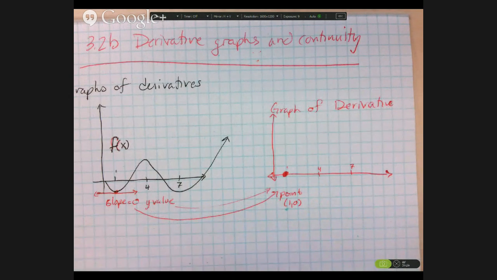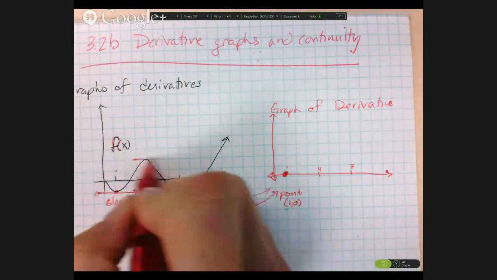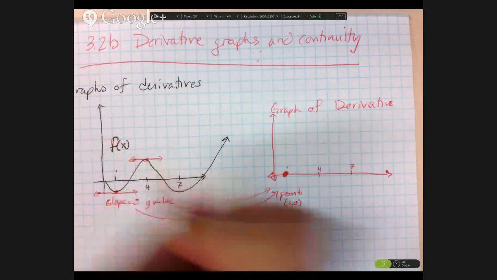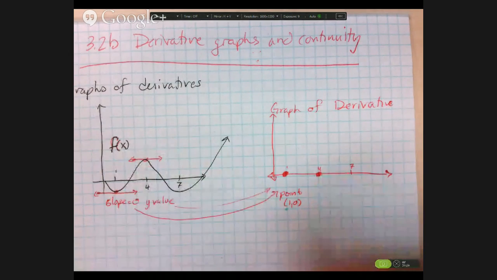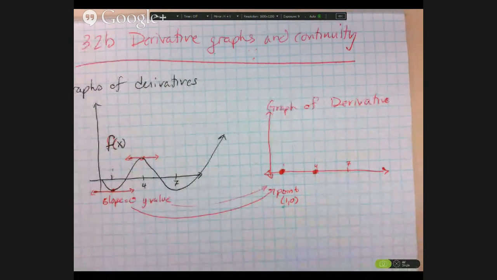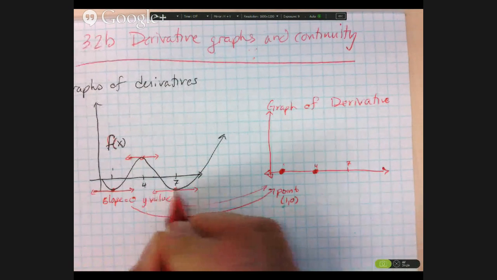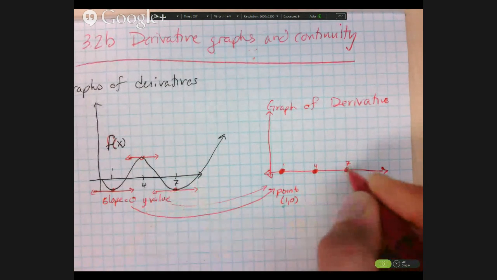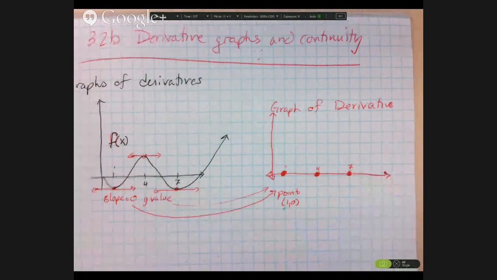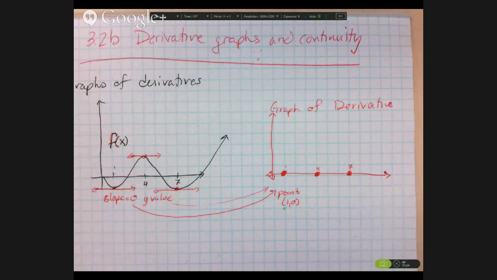All right, so what's the y value of that at 4? Okay, so 4, 0. And what's the y value here? 0. Yeah, 7, 0. So we know where it crosses the x-axis, right? You with me?